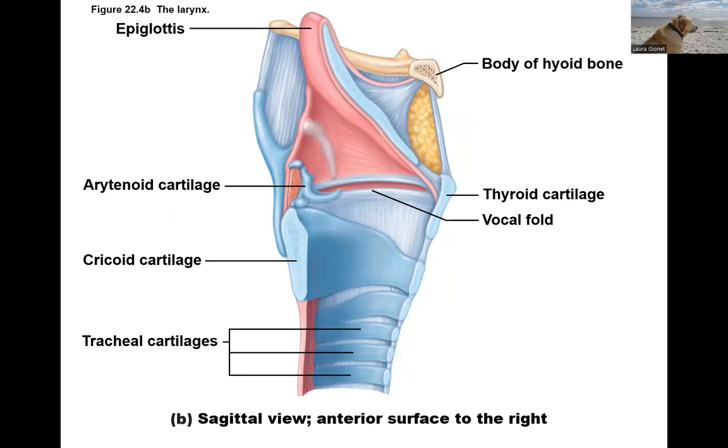Okay, so here we have the arytenoid cartilages. Of course, it just shows you one, but if you see the two of them paired, they kind of look like horns. Cricoid cartilage, the vocal folds, and then your tracheal cartilages.